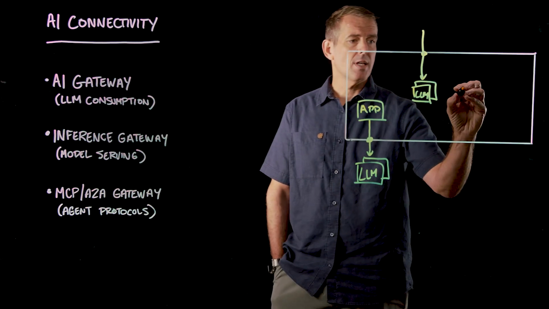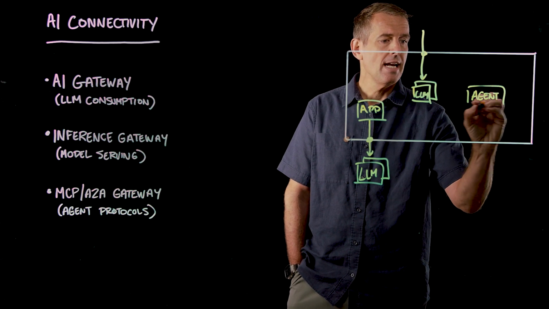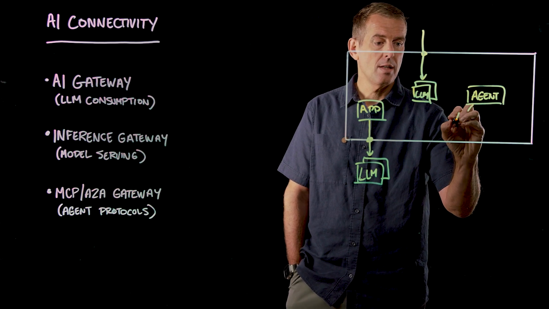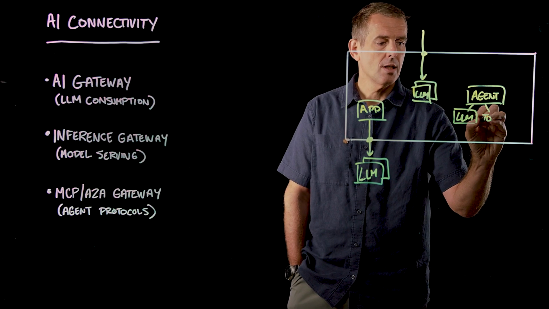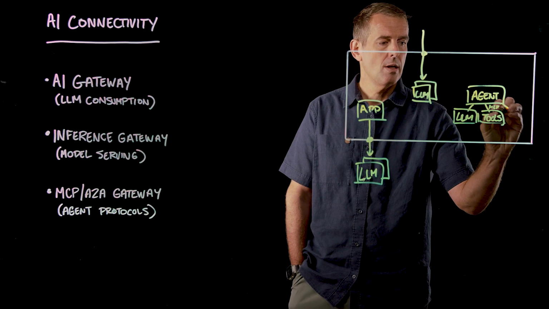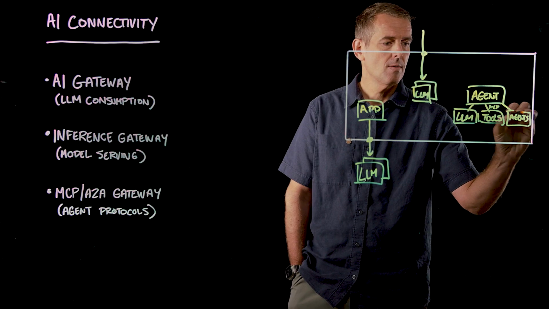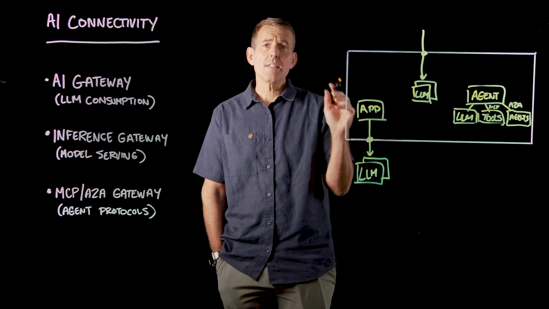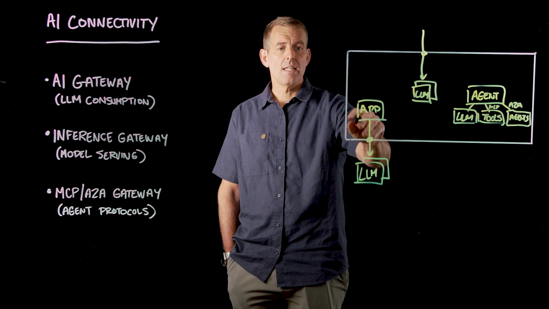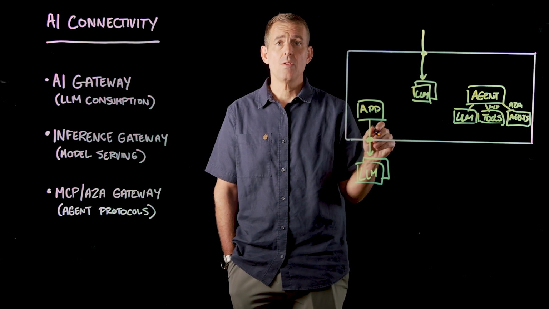And then finally, you have the use case where I have an agent. And that agent is actually going to talk to LLMs, where an AI gateway, of course, is useful. It's going to talk to tools, and that's going to be through MCP. And then, of course, it's going to talk to other agents via A2A. And this is a distinct use case, both from the ingress use case and the AI gateway consumption use case, because of the new protocols at play here with MCP and A2A.